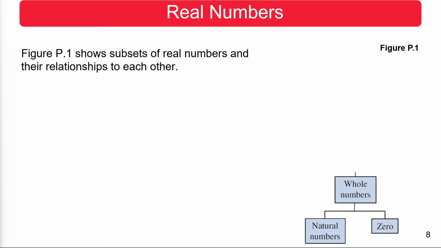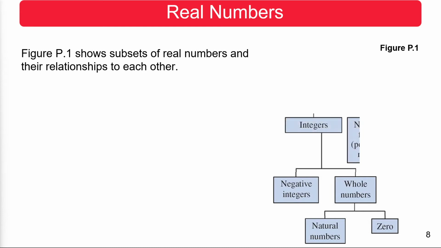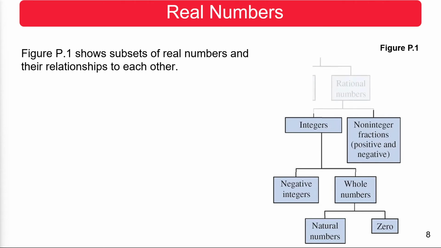So the whole numbers will contain natural numbers and 0. And if we add negative integers, which are -1, -2, -3, to the whole numbers, we will get integers. So integers will be the combination of negative integers and whole numbers. If we add the non-integer fractions, positive and negative, we will get the rational numbers.